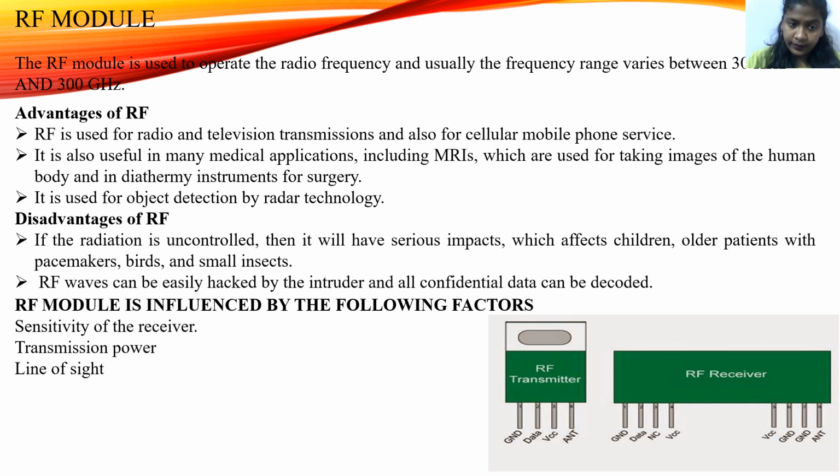Disadvantages of RF. If the radiation is uncontrolled, then it will have serious impacts which affect children, older patients with pacemakers, birds, and small insects. RF waves can be easily hacked by an intruder, and all confidential data can be decoded. The RF module is influenced by the following factors: sensitivity of the receiver, transmission power, and line of sight.